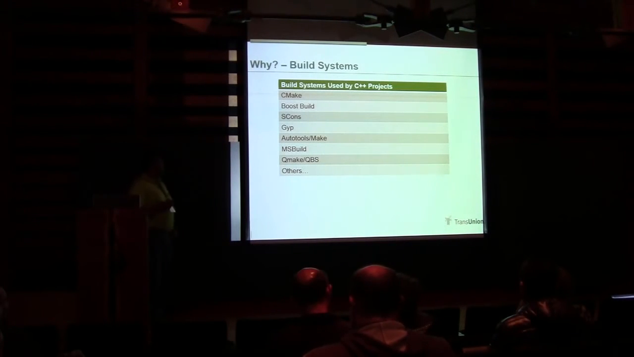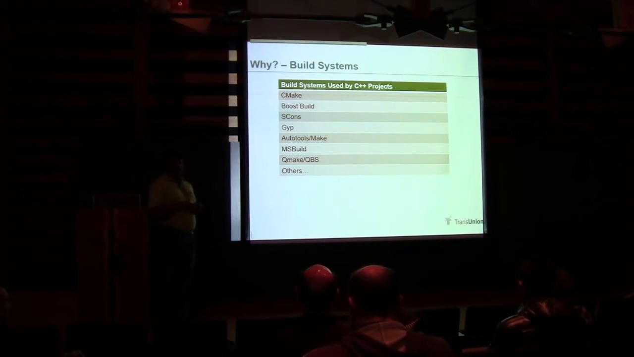And so why is that? Well, build systems. I mean, I'm sure you can think of a lot more. There's CMake, Boost Build, SCons, Generate Your Project, AutoTools Make, MS Make, MS Build, QMake, QBS. And I'm sure that you can think of some open source project or some other project that you would like to use or have used that had a different build system than the rest of your thing, and so you spend a lot of time trying to get it to work together.